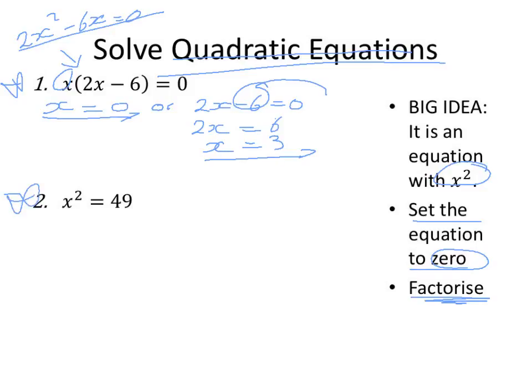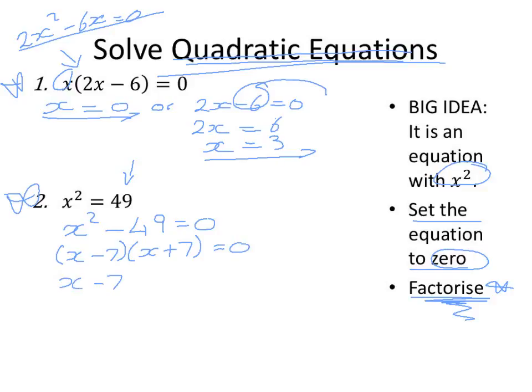In question 2, remember we said it's got to be set to 0, and obviously it's not set to 0, and it's got to be factorized. Well, let's set it to 0 first. So 49 comes over and becomes minus 49 is equal to 0. So I've got an x squared, making it a quadratic, and I've got it set to 0. Next step is to factorize here, and this is the difference of squares. So we get x minus 7 and x plus 7 is equal to 0.